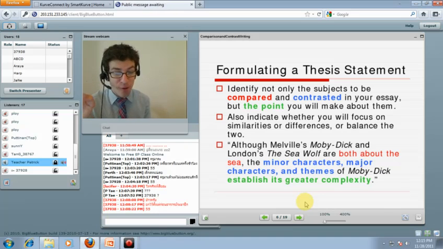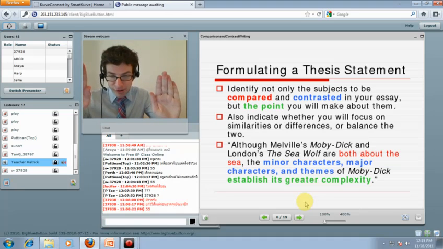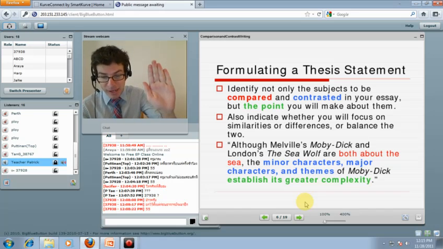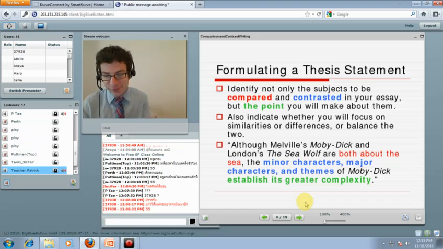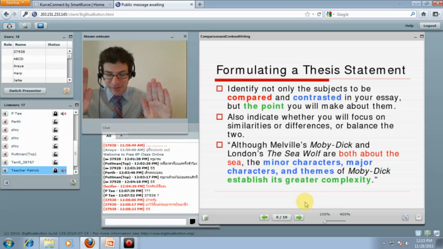So remember, when you talk about it, stay on topic. So talk about differences between the minor characters of Moby Dick and the minor characters of the Sea Wolf. And then talk about the differences between the major characters of Moby Dick and the major characters of the Sea Wolf. And last, talk about the differences between the themes of Moby Dick and the themes of the Sea Wolf.